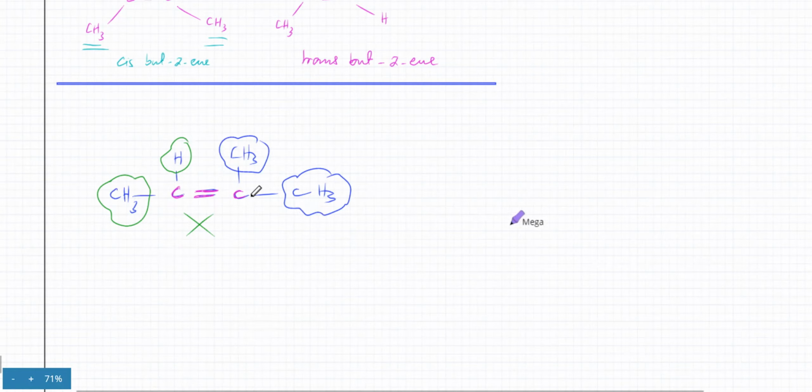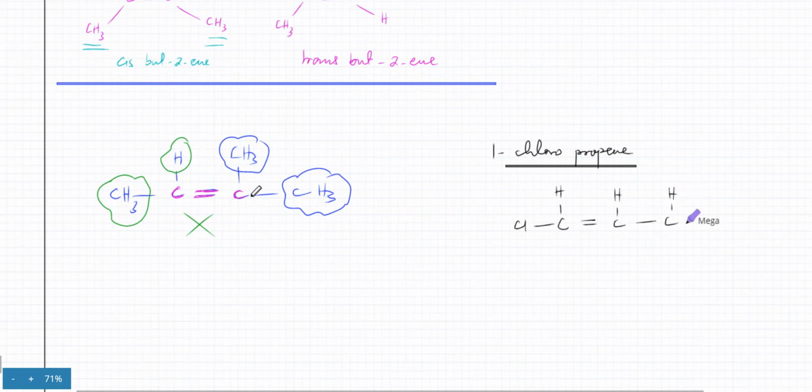And let's try another molecule. Let's talk about propene, and let's talk about 1-chloropropene. Let's figure out whether it forms cis and trans isomers, whether it's going to form geometric isomers. So you have carbon, then a double bond, then carbon, in 1-chloropropene. So there's one chlorine, and there's H, and there's H, and there's CH3. Can anyone tell me whether it's going to form cis and trans isomers?